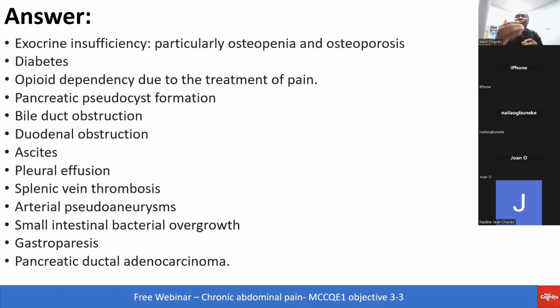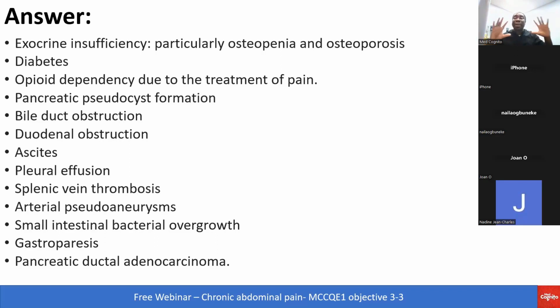There can be duodenal obstruction. There can be splenic vein thrombosis. But these are all highfalutin stuff. For me, going into an exam like this, what are the complications of chronic pancreatitis? Number one, because of the exocrine function, osteopenia and osteoporosis. Number two, diabetes. Number three, pancreatic pseudocyst. Number four, ascites. Number five, pleural effusion.